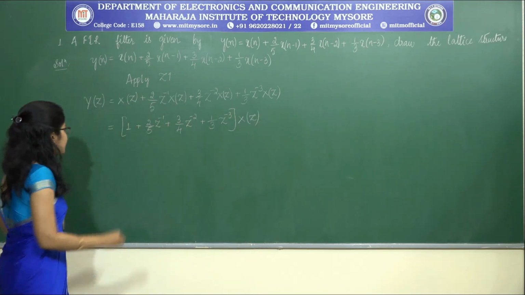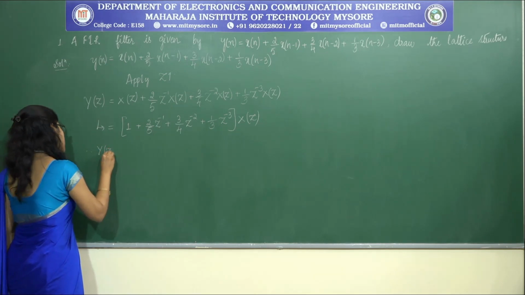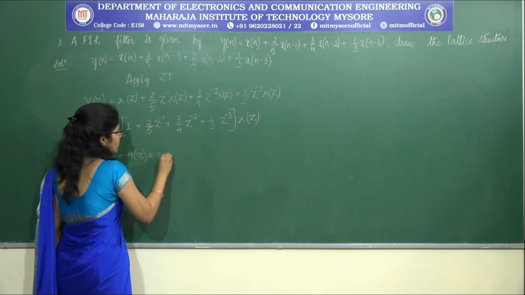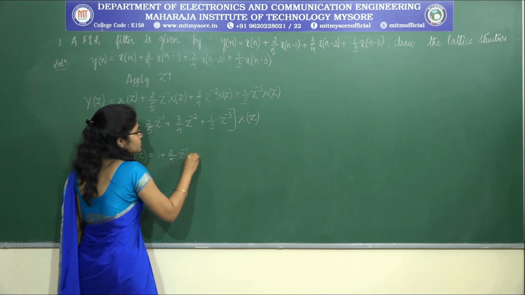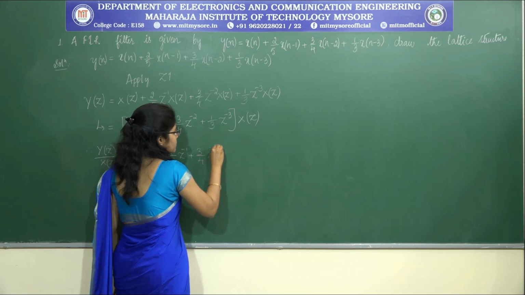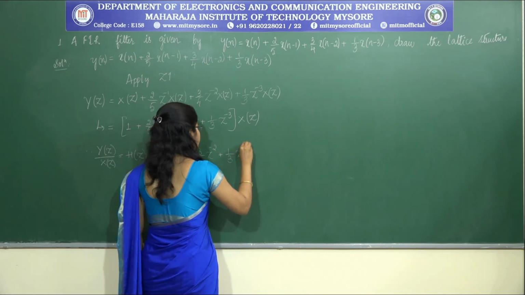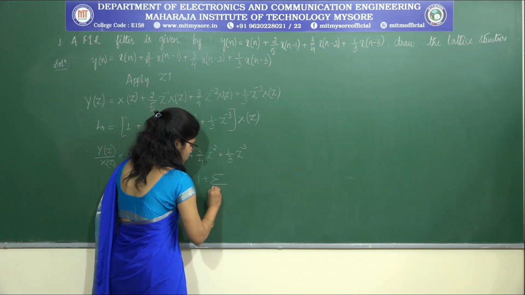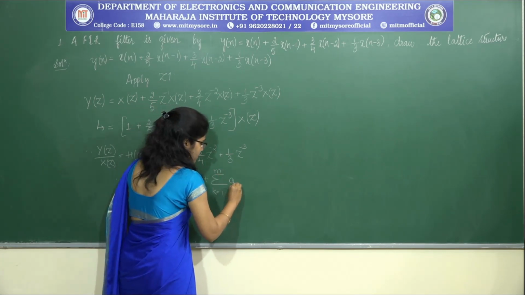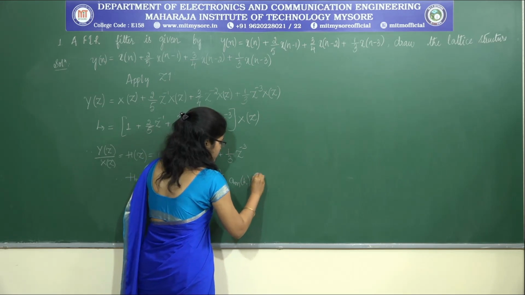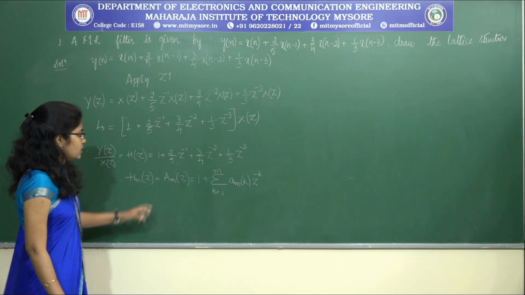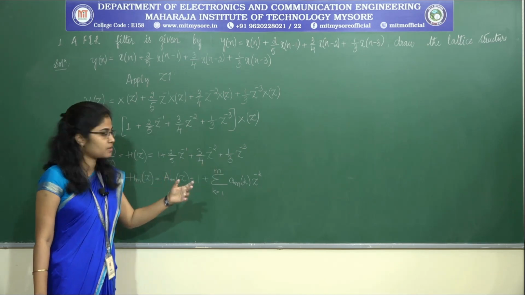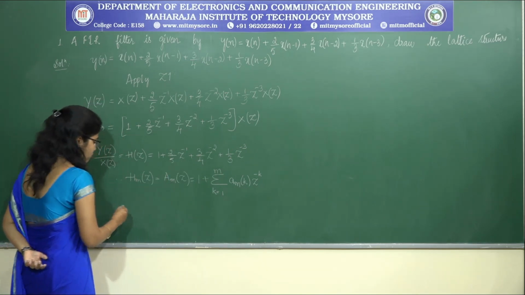Now let us move X of z to the left hand side. Therefore, Y of z by X of z, which is equal to H of z, is equal to 1 plus 2 by 5 z power minus 1 plus 3 by 4 z power minus 2 plus 1 by 3 z power minus 3. From the derivation of the lattice structure, we know Hm of z is equal to Am of z, which is equal to 1 plus summation k ranges from 1 to m of Am of k into z power minus k. Looking at the expression, the order of the filter is 3 because the highest power is 3. So m is 3, so let us substitute the value of m.